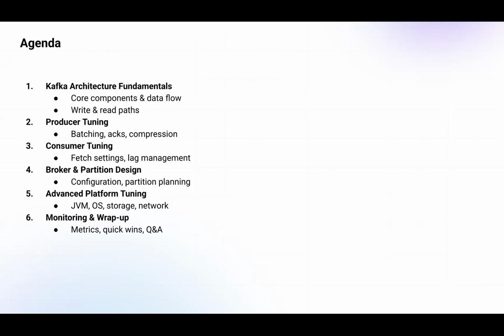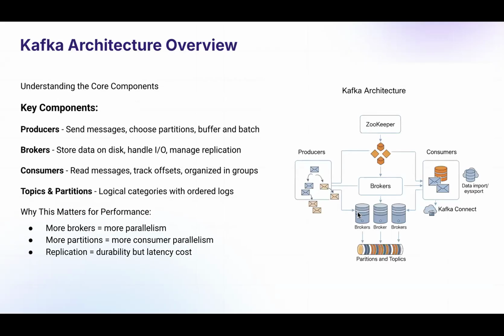Okay. And on advanced platform tuning, we will see JVM tuning, operating system, storage, and network optimization, and this is where we go beyond the Kafka configuration into the layer underneath. Okay. And finally, wrapping up with the monitoring essentials, we are going to show you how we are using Pulse to monitor Kafka, and then we will hold for questions until the end. Okay, so let's get started.